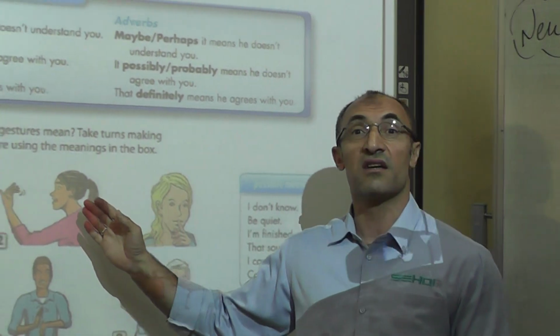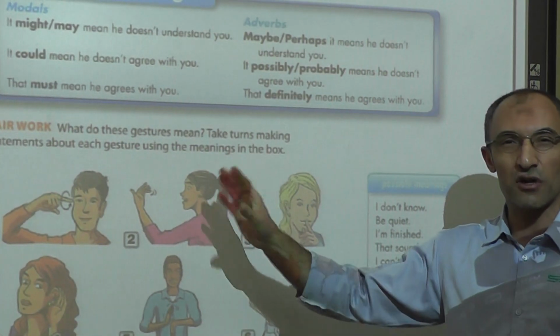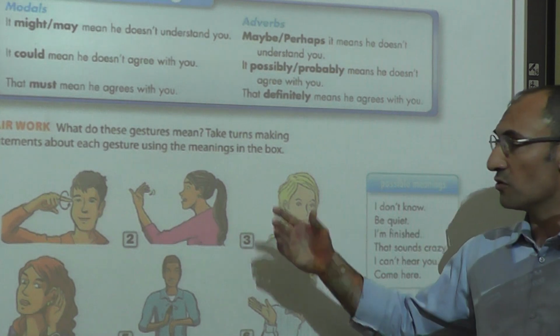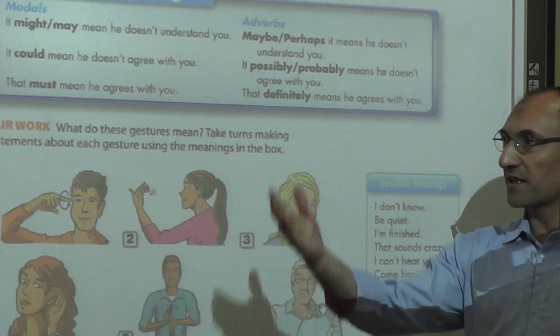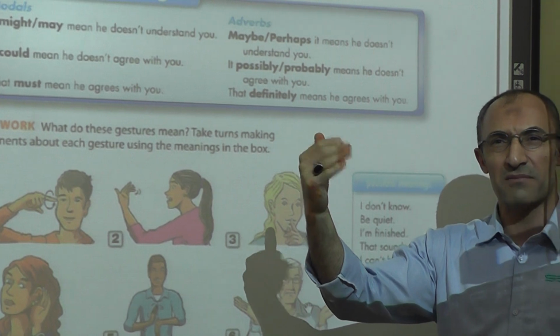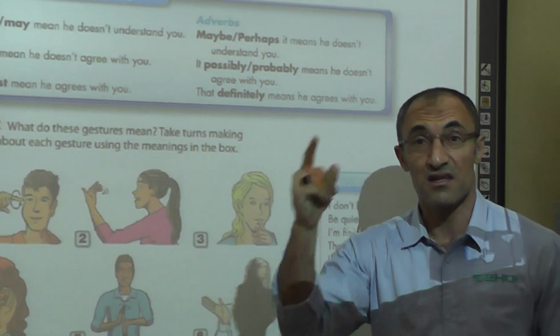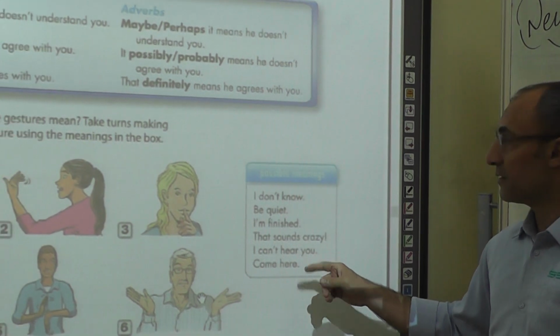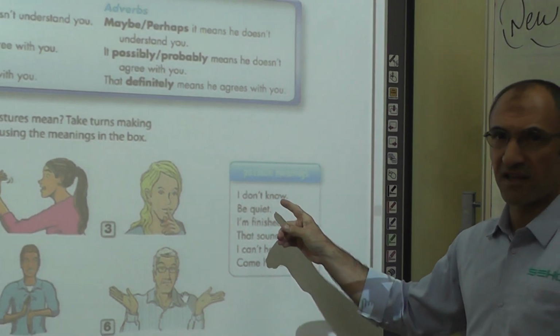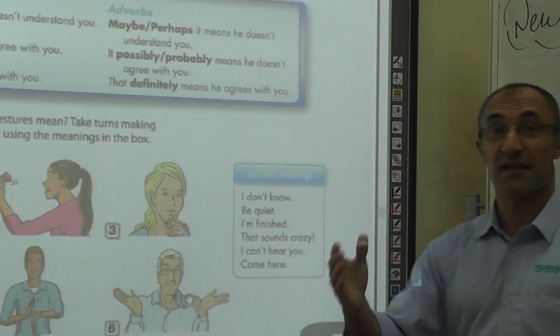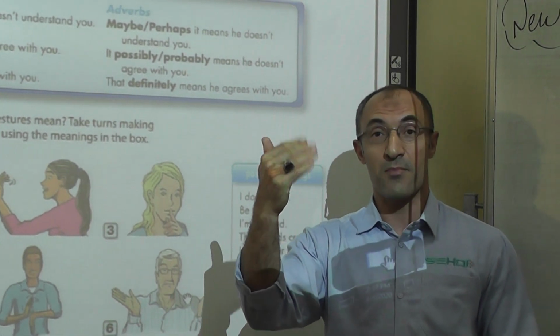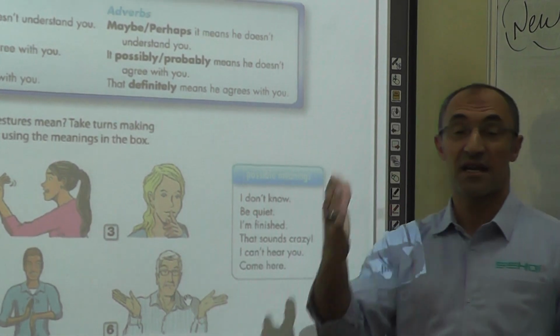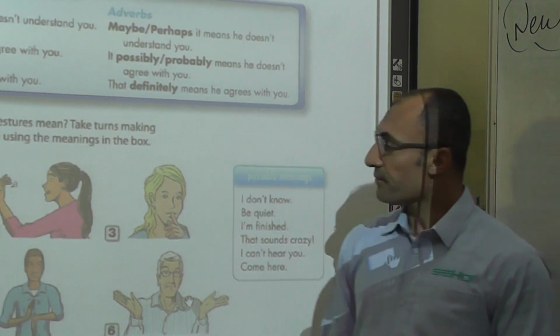Let's have one more example. Look at the young girl. What gesture could she make right now? So when I make that move, what does it mean? It means yes. It means what? I can't hear you? Of course not. I don't know? I don't think so. So what about come here? Yes, it means come here when I make that gesture. It means come here. Okay?